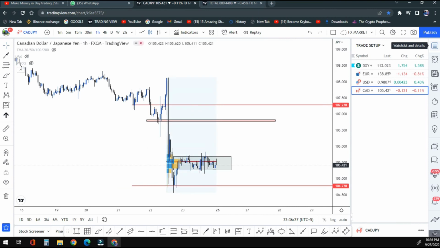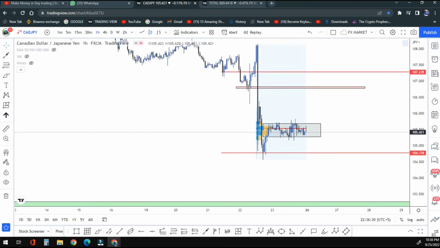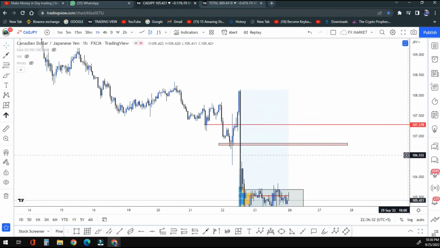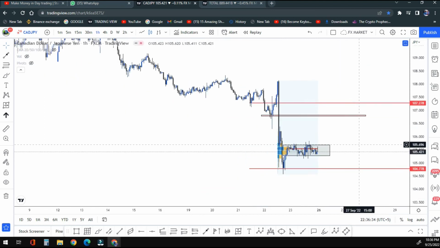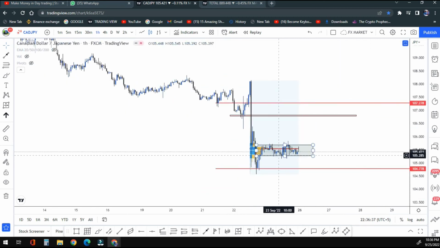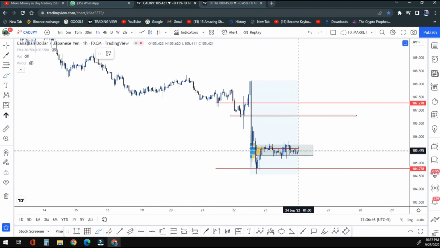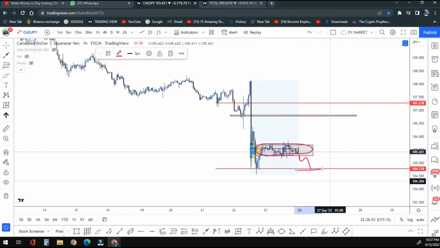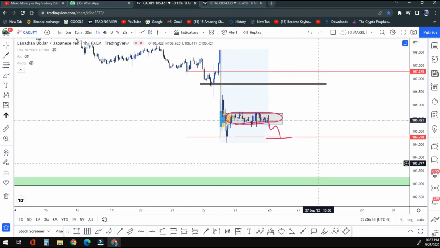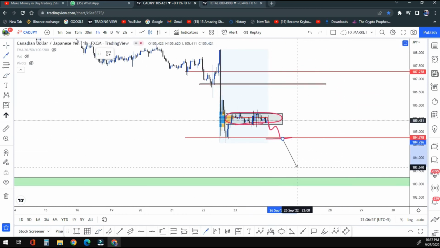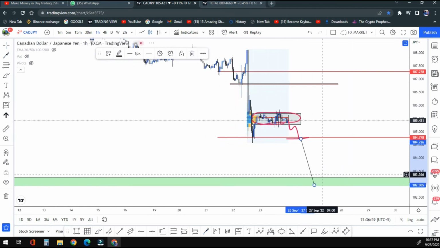Our last pair is CADJPY. Here you can see that after a massive sell-off in CADJPY on Friday, price is in a range market in the block area. Volume is also very high, you can see that. The market is in a sell trend. So if the price breaks the level of the range, you can go short for the small target of this level, and if this breaks, then we look for CADJPY to come and test this previous level of support.